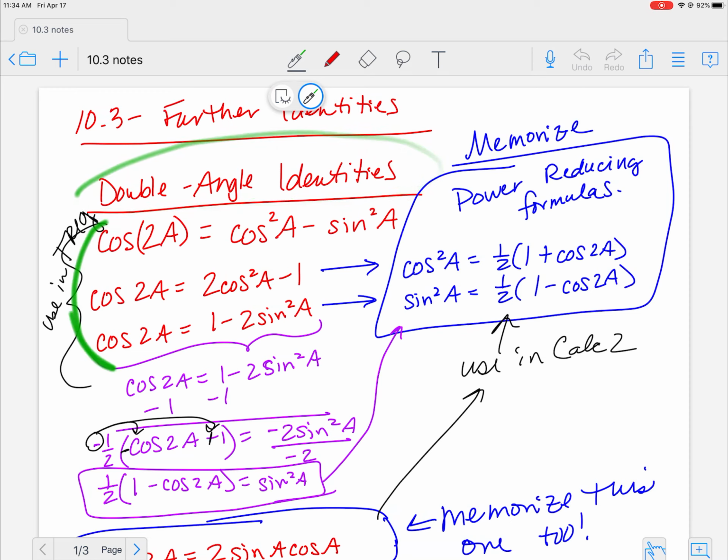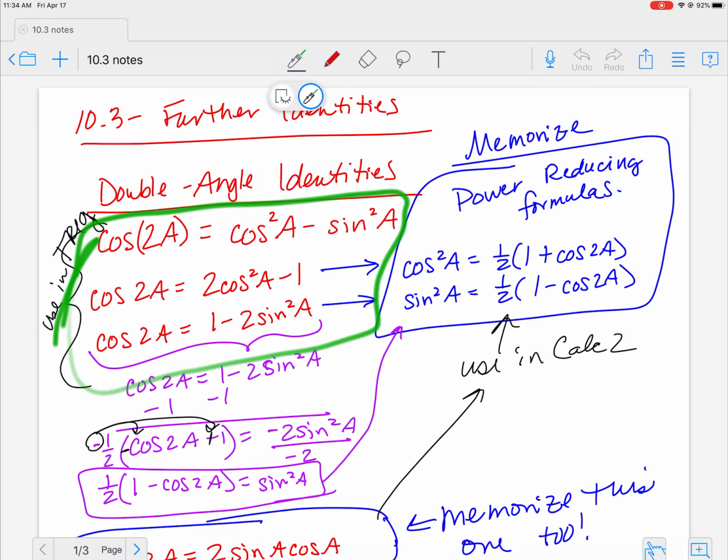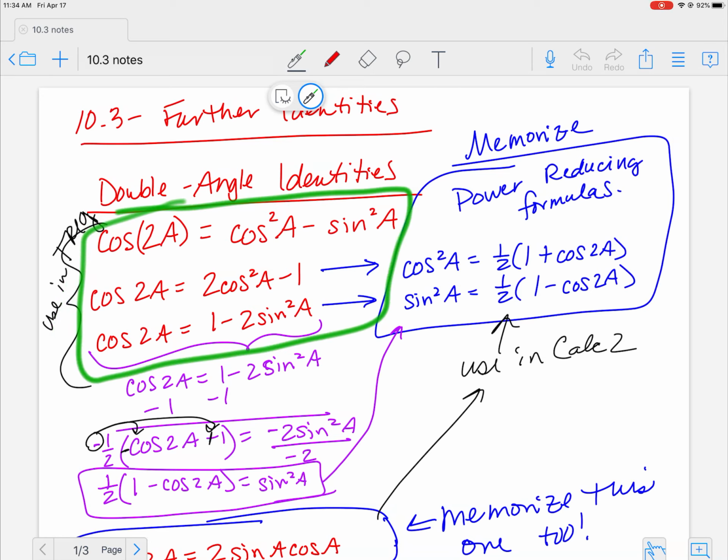If I have these double angle identities, cosine has 3. The cosine 2a can be cosine squared minus sine squared, could be 2 cosine squared minus 1, or it could be 1 minus 2 sine squared. All right? When you have these identities, you're going to use these in this form in trig. That's what this means over here.